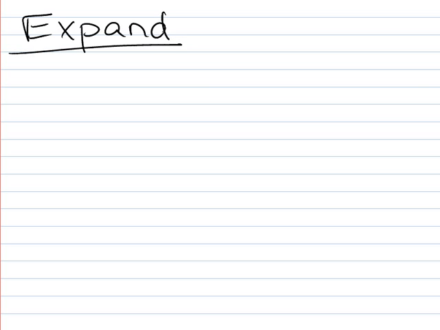Now that you've got all these properties under your belt, we're going to do lots and lots of examples. You're going to see a command that says expand. That means get rid of all the exponents, get rid of all the products, get rid of all the quotients, and write everything out the way that we've been talking about.